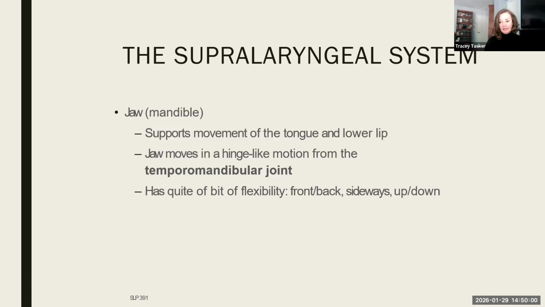If someone has a structural disorder, when we do that oral mech exam, we're going to be looking at someone's jaw. Sometimes someone may have an underbite and their jaw is protruding. That can affect their speech.